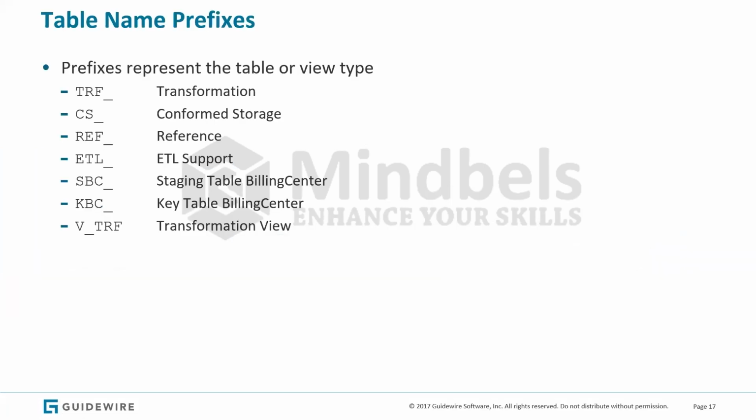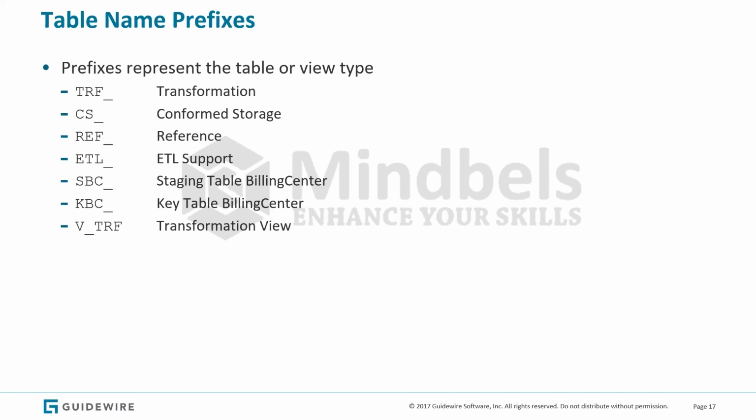Here are some prefix names of the tables. The prefix represents the table or view type. TRF underscore represents transformation. CS underscore is confirmed storage. REF underscore is reference. ETL underscore is ETL support. SBC underscore is the staging table for Billing Center. KBC is the key table for Billing Center. VTRF is the transformation view.